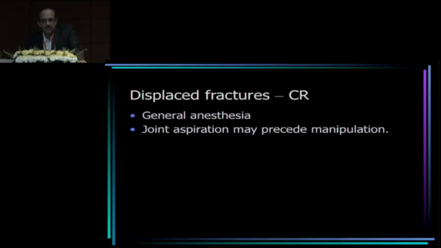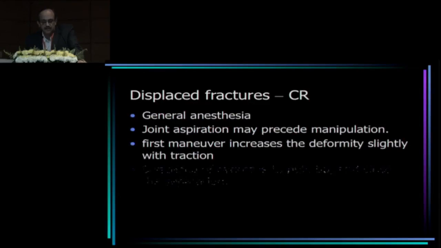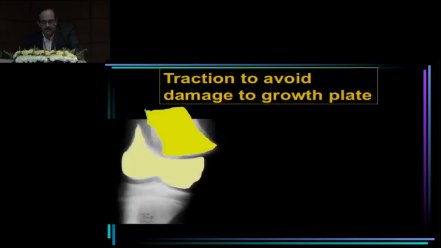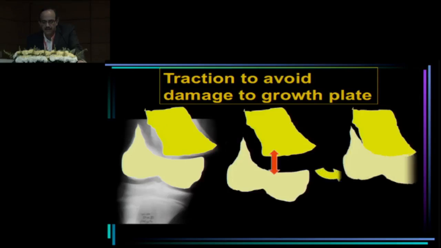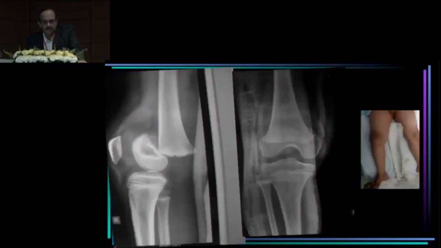Don't do it without anesthesia. Joint aspiration always helps because it decompresses the joint. The first maneuver has to actually increase the deformity. So most of your maneuvering has to be traction to avoid damage to the growth plate rather than shearing and pushing it. So pull it, increase the deformity, and then tilt it over to close the gap.